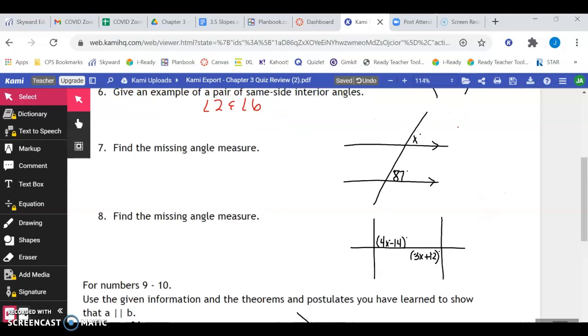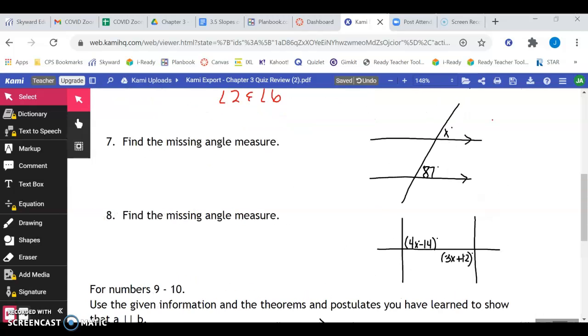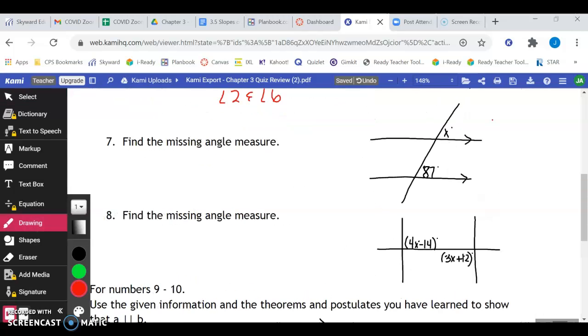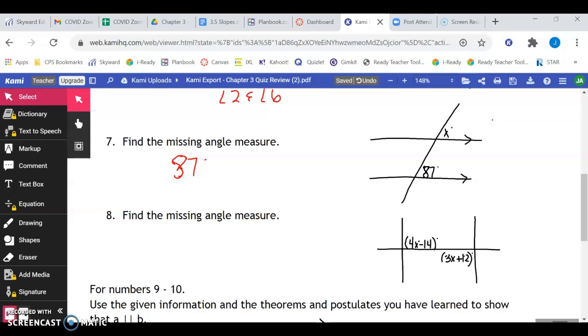All right, number 7, find the missing angle measure. If we look, this 87 degrees is in the top right-hand corner of those 4 angles. And if I look at the other set of 4 angles on the top, that X is also in the top right-hand corner. So they are corresponding angles, so they are the exact same because those arrows indicate that those lines are parallel. So the measures of those angles are the same. So 87 degrees is that missing angle.